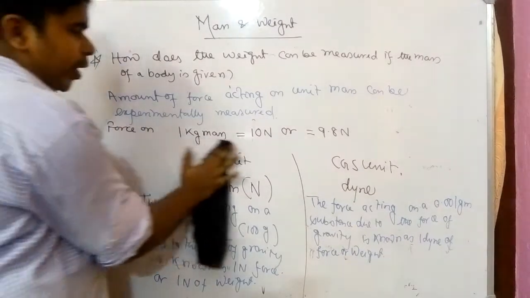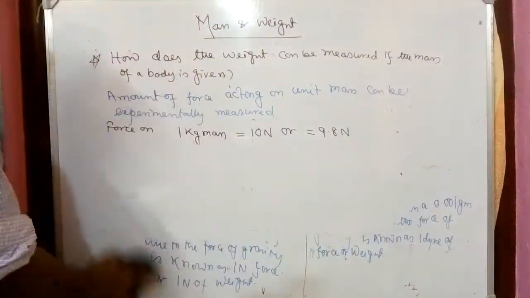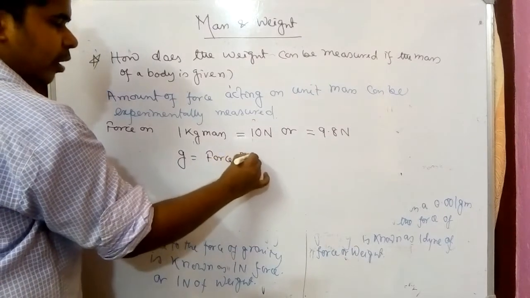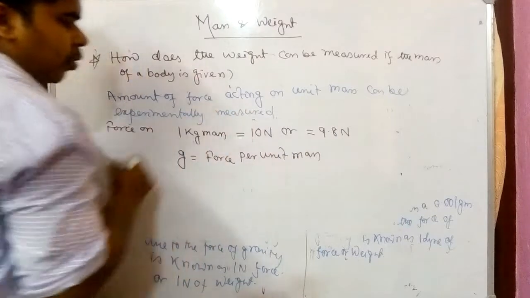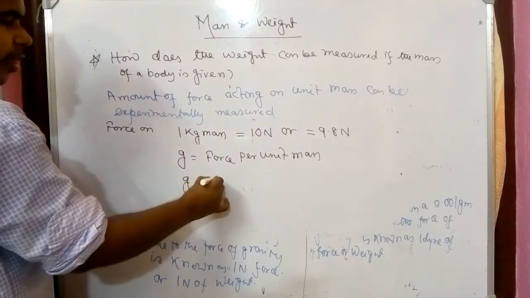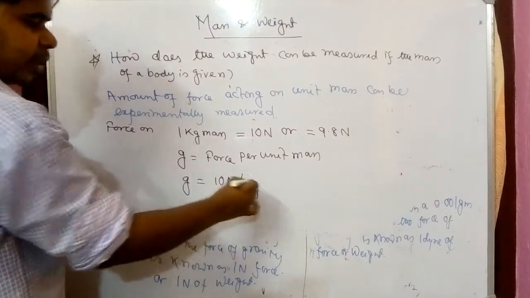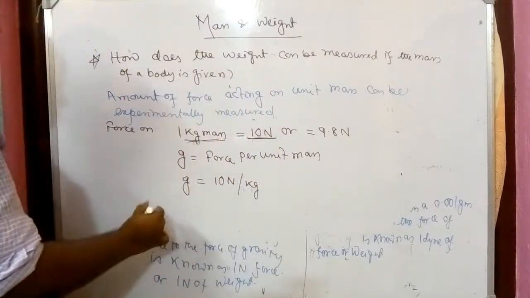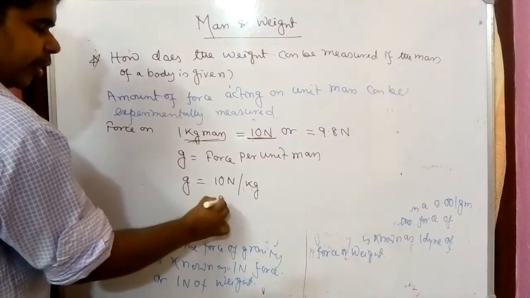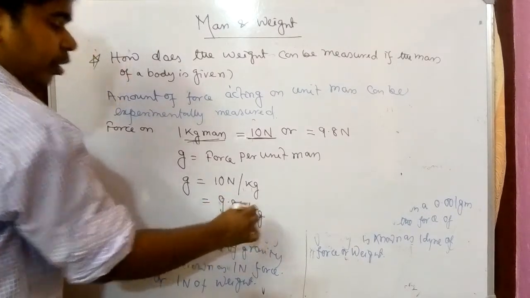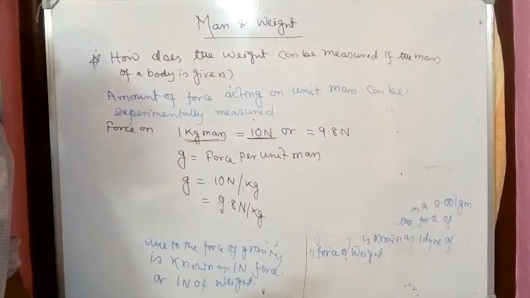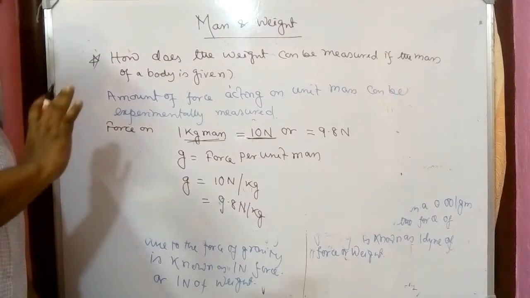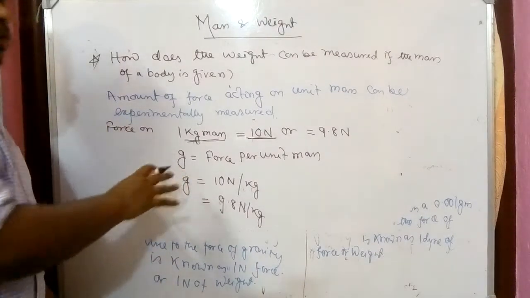From here we can give a quantity that is known as G. The quantity named G is basically known as force per unit mass. Here the value of G on earth is 10 Newton per kg. That means for 1 kg mass the weight is 10 Newton, or for 1 kg mass the force is 10 Newton, or 9.8 Newton per kg. Now if you think, sir, which value we have to use, either 10 or 9.8? That value should be given in the question. Whatever value you have to use, that value should be supplied earlier. By seeing it, you can choose.